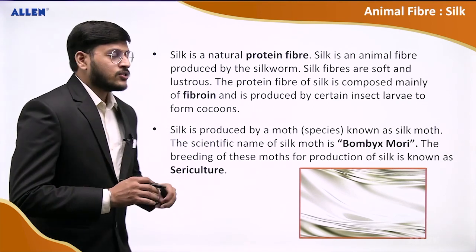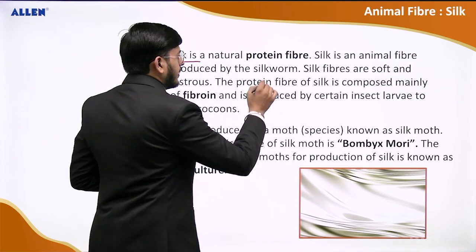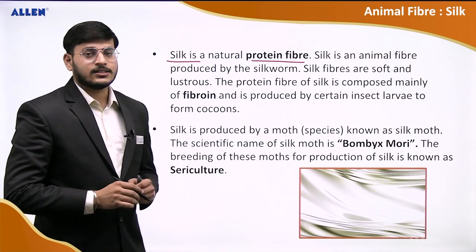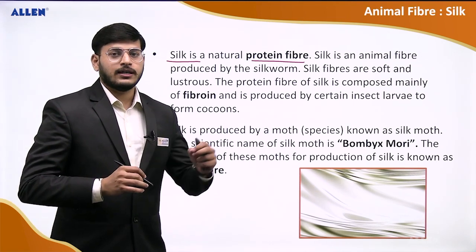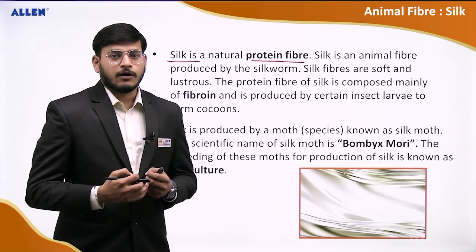Okay, so silk fiber. Now silk is a natural fiber and it is made up of again protein fibers. Okay, silk is also made up of what? Protein, like we have wool fibers. Okay, the wool is made up of protein.